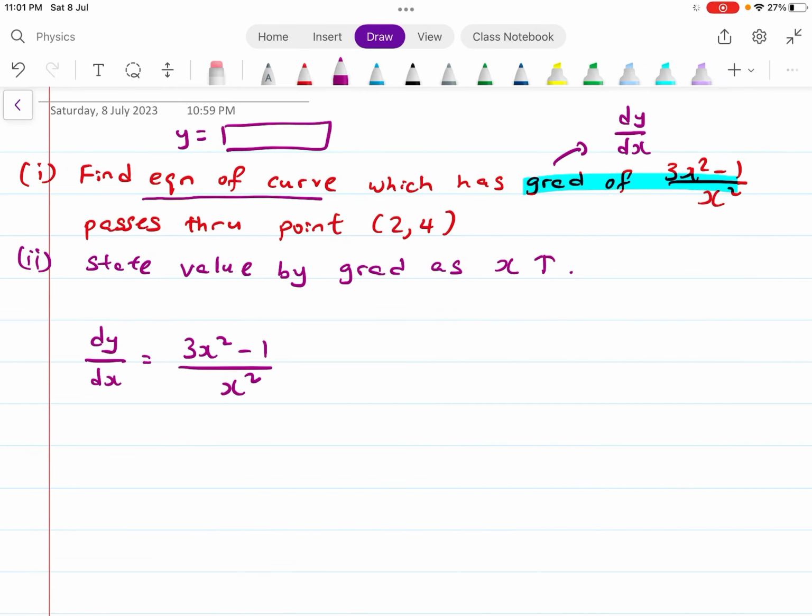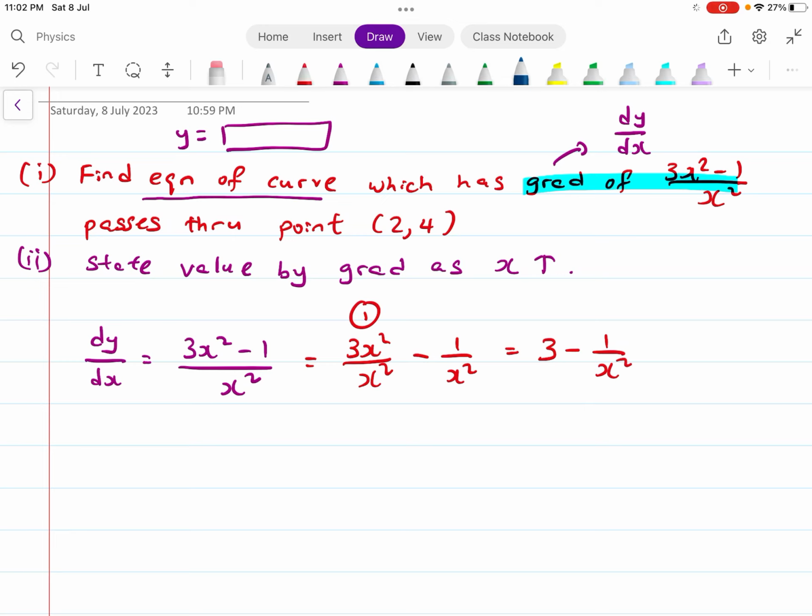Of course, when we do integration, if you look at this form, it's a bit hard to integrate. So what I will need to do is to decompose it, meaning that you need to split it out: 3x squared over x squared minus 1 over x squared. The first term is equal to 3, then the second term is 1 over x squared. Then you just need to integrate term by term.